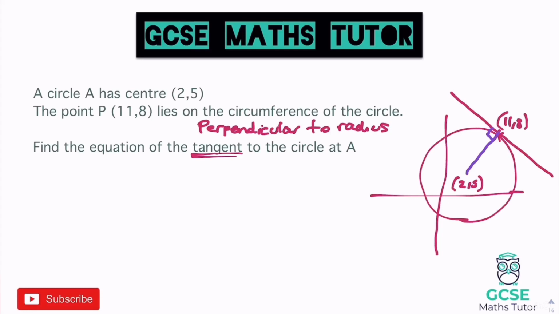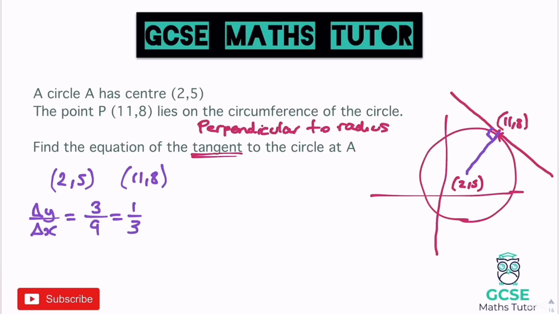Could we find the gradient of the radius? Now we've got these 2 points, so we've got 2, 5, and that definitely attaches to 11, 8, which is on the circumference. So I can find the gradient of those points. I can do the same as we did in the last question. I can do the change in y over the change in x. And that's change in y goes from 5 to 8, which is 3, and the change in x goes from 2 to 11, which is 9. So my gradient is a third. There we go. So my gradient, or m, is a third.